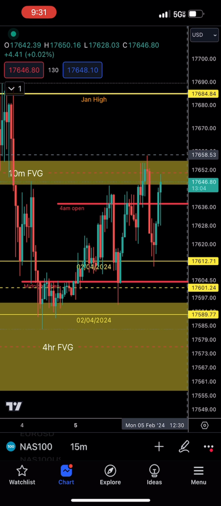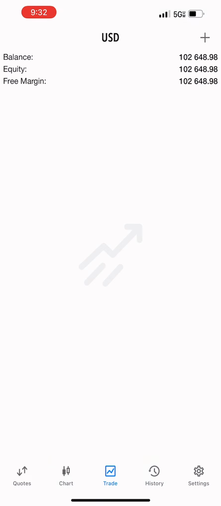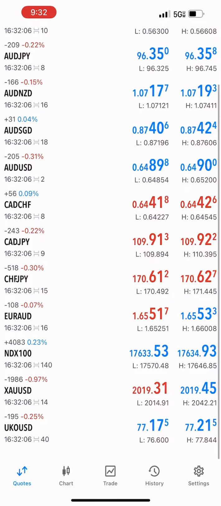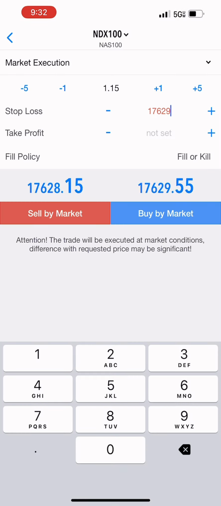But after I saw it happen about 2 or 3 times where the market went into this 10-minute fair value gap, I opened up my chart and I said, you know what? This may be an easy sell right here for a scalp.